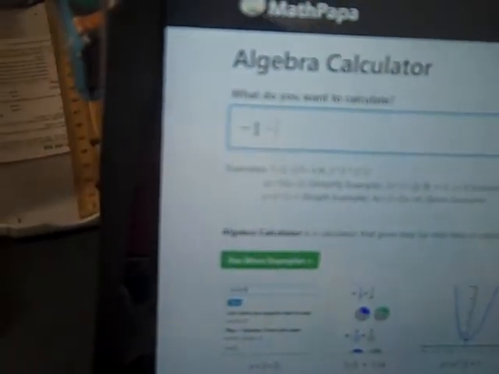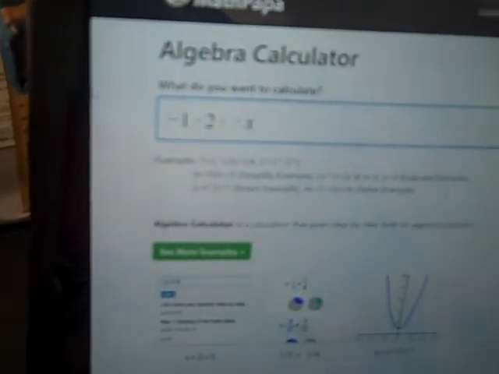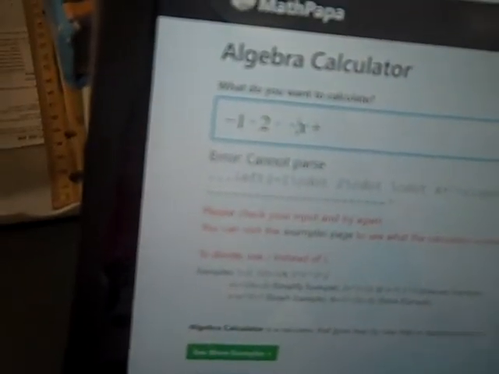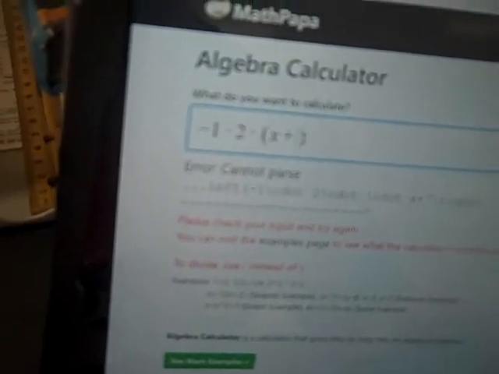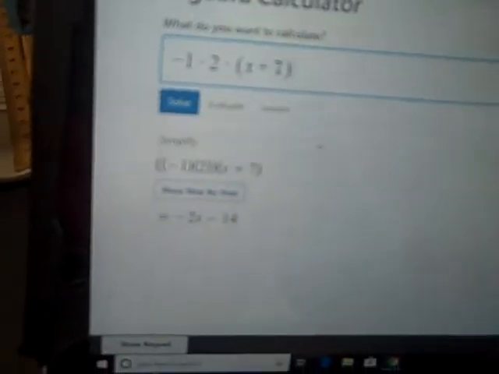Okay, then I'm going to take here, this could be done in your head, negative 2 times x would be negative 2x, and then negative 2 times 7 is negative 14, but I'll do it anyway. Shift 2, parentheses x plus 7. God, hopefully better than that. There you go, negative 2x minus 14.